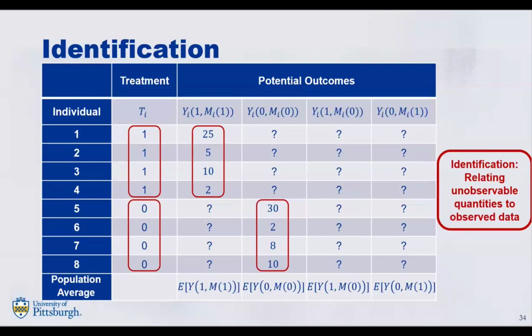The key lies in how to infer the counterfactual quantities from the observed data so that we can identify the population average potential outcomes and correspondingly the causal effects. So in summary, identification tries to link unobservable quantities to observed data. Now you can understand that in causal inference, we begin from the definition, which involves unobservable quantities. In order to relate those to observed data, we come to the stage of identification.